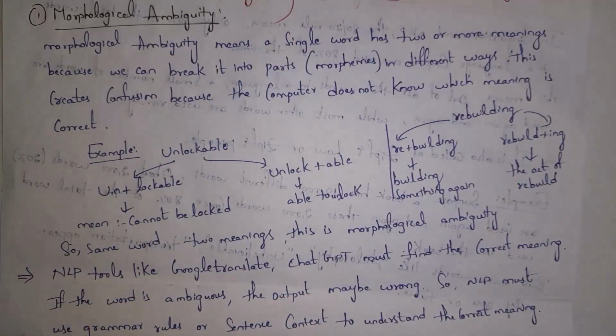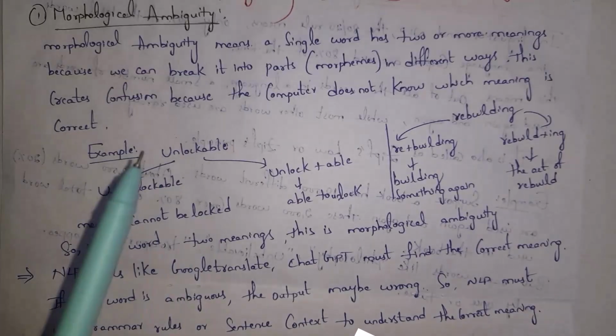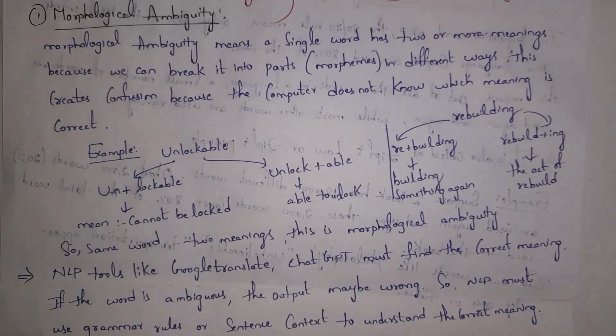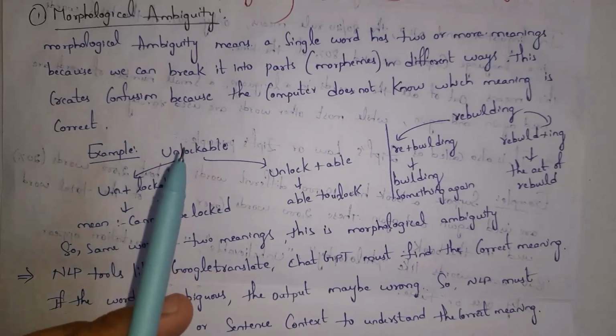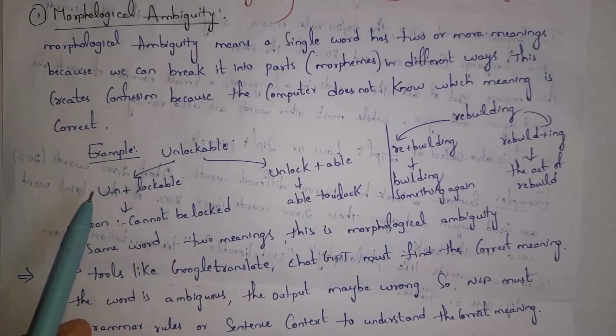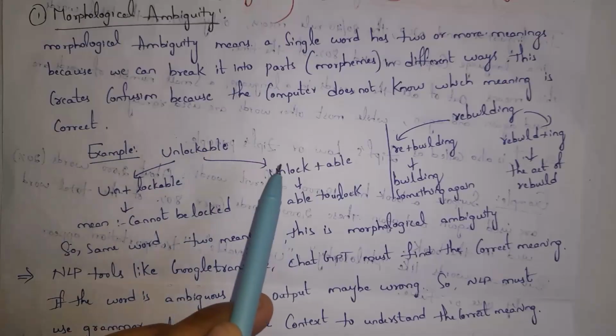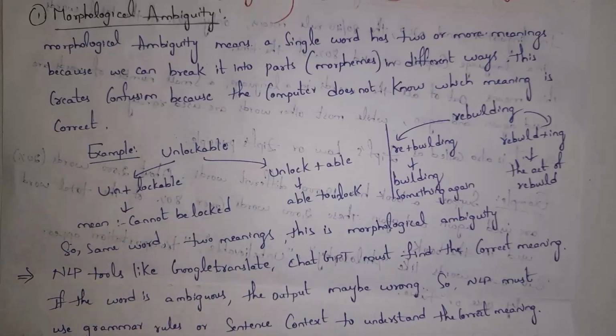Guys, I will give one simple example so that you can clearly understand what is morphological ambiguity. For example, if you consider the word unlockable, I will break this word into parts in different ways. First one is un plus lockable and next one is unlock plus able. If we break this word into two parts in different ways, then these two words have different meanings. Unlockable as un plus lockable means can't be locked. That means we cannot lock.